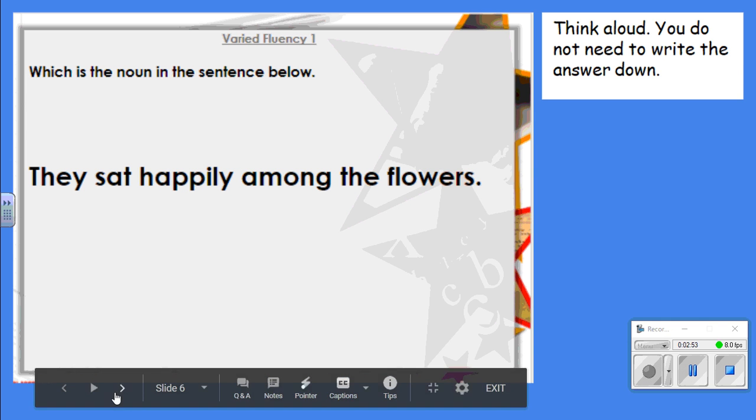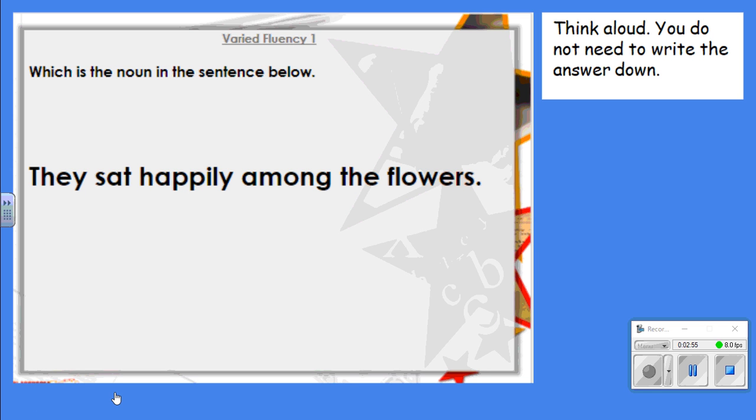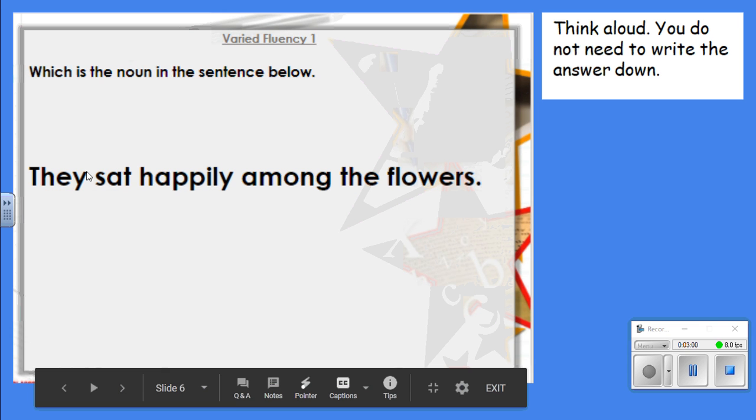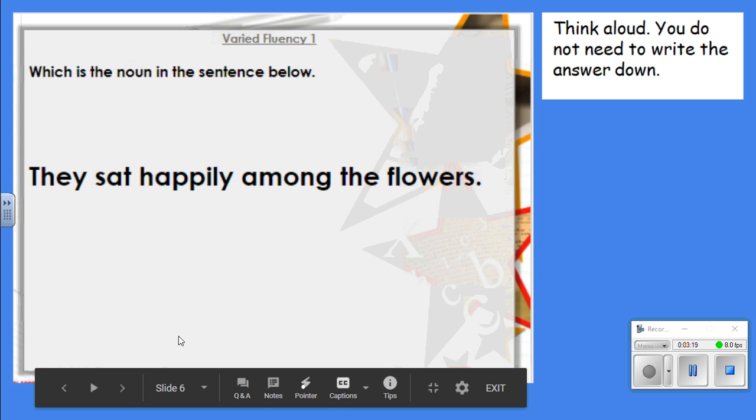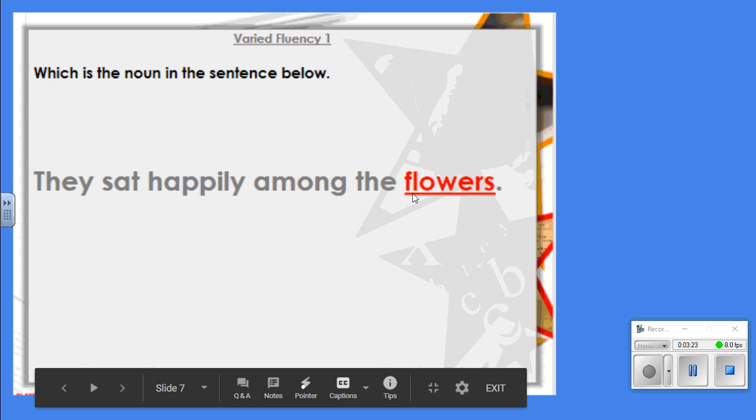Right, here's a question to think about. Which is the noun in the sentence below? They sat happily among the flowers. So which word here is the noun? So we're thinking about the noun because the preposition tells us where things are in relation to other things. So a thing is a noun. So let's see if we can find the noun in this sentence. Let's have a look what the answer is. Flowers. The noun in this sentence is flowers.